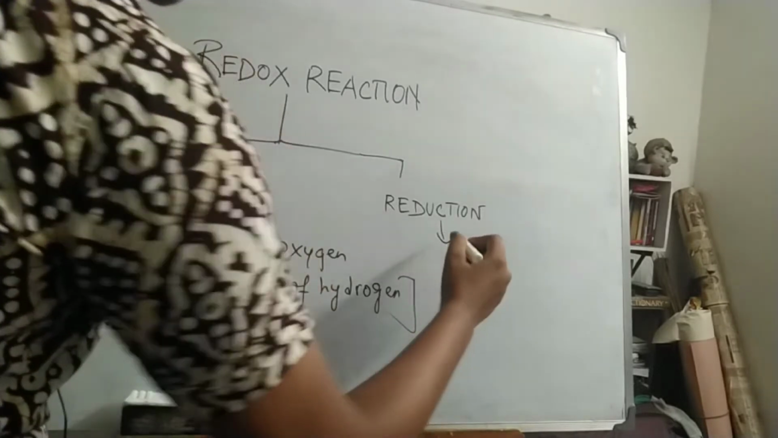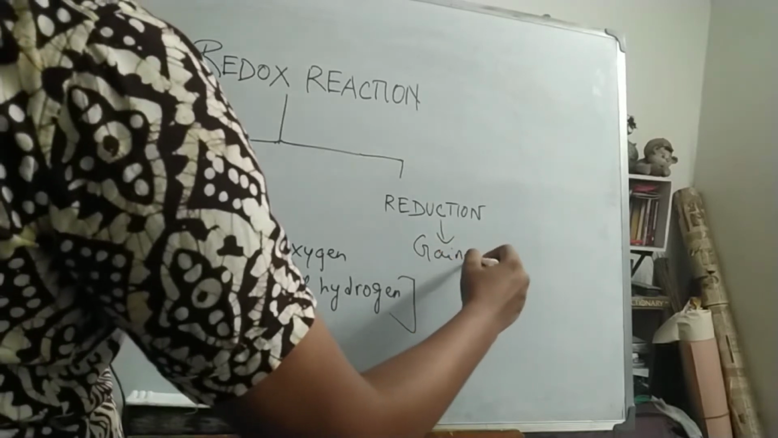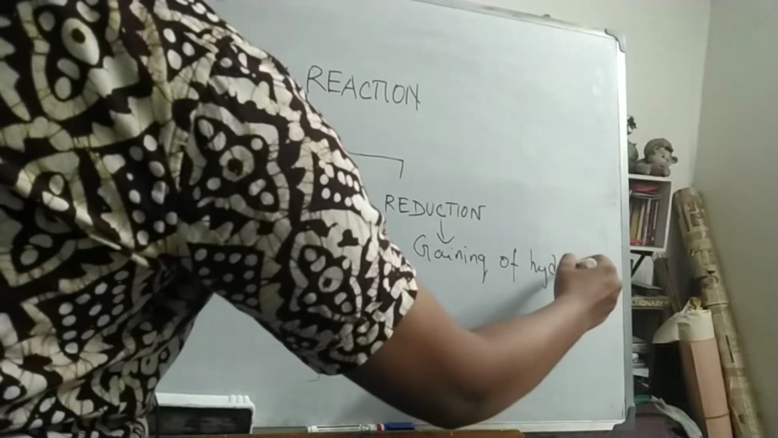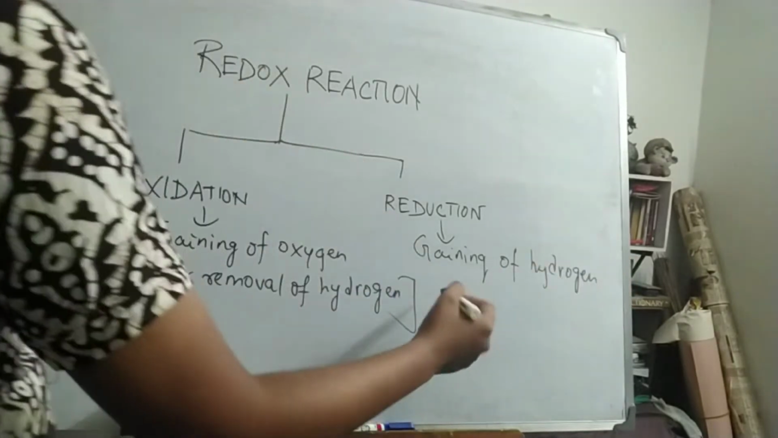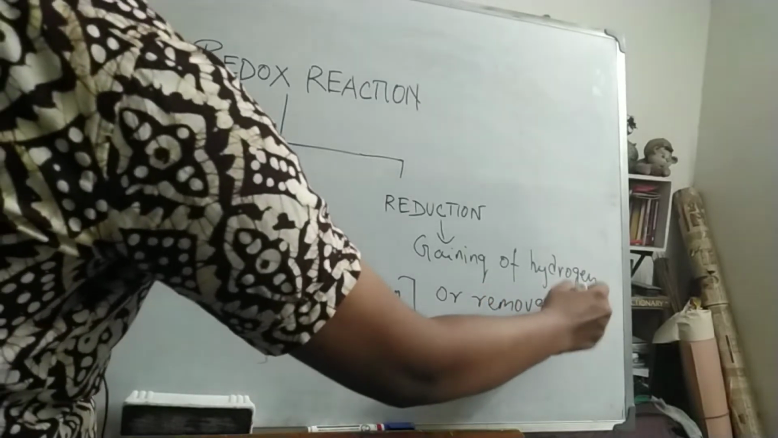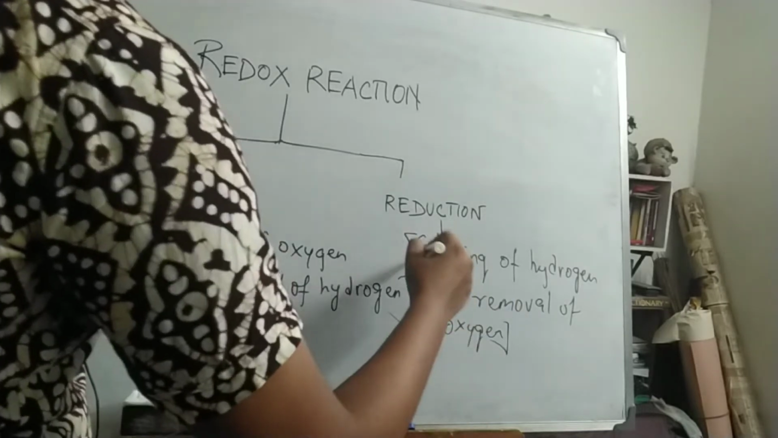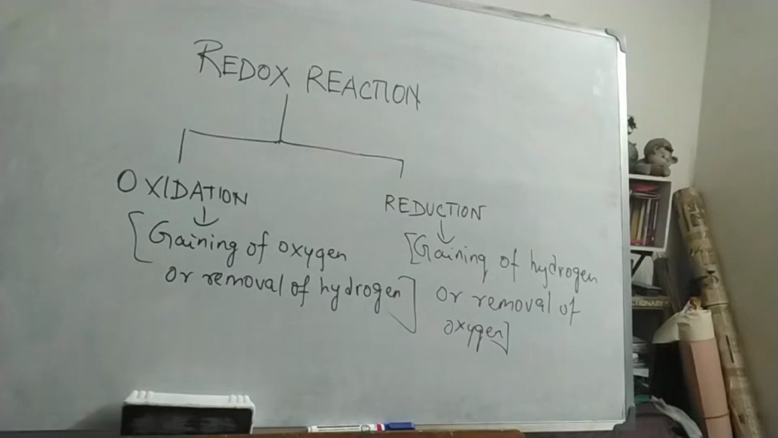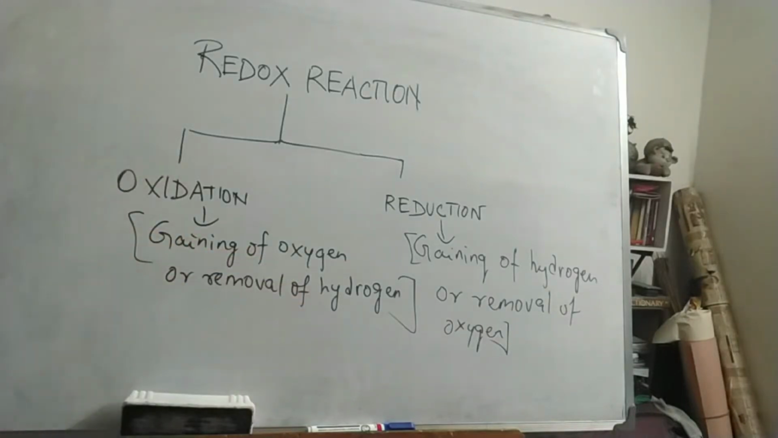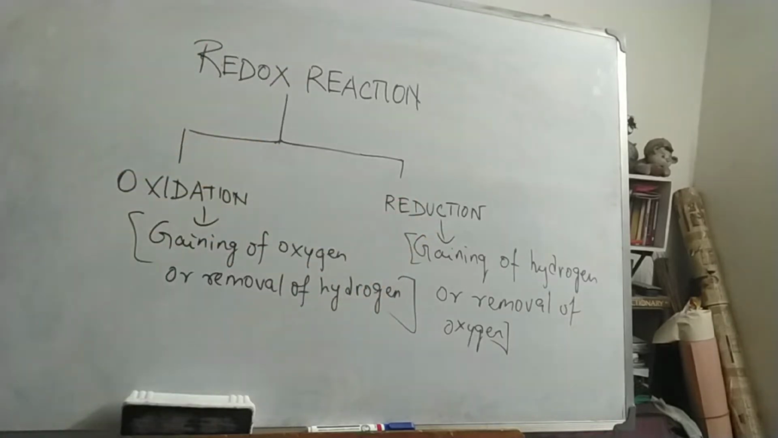Now what is reduction? Reduction is gaining of hydrogen or removal of oxygen. This is the definition of reduction. So once again, gaining of oxygen or removal of hydrogen is oxidation, gaining of hydrogen or removal of oxygen is reduction.